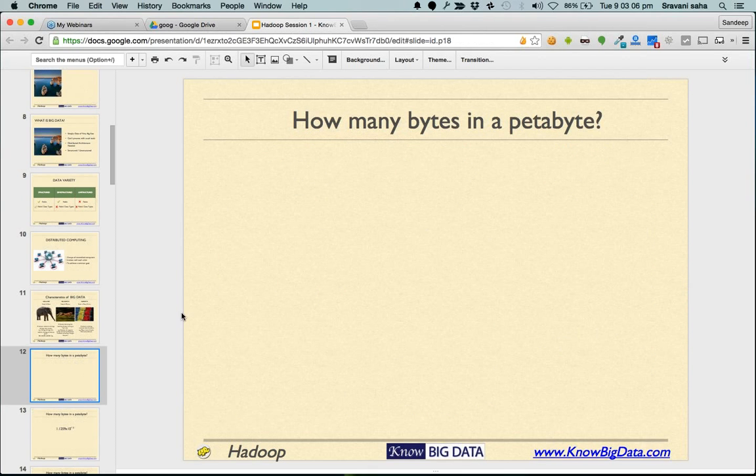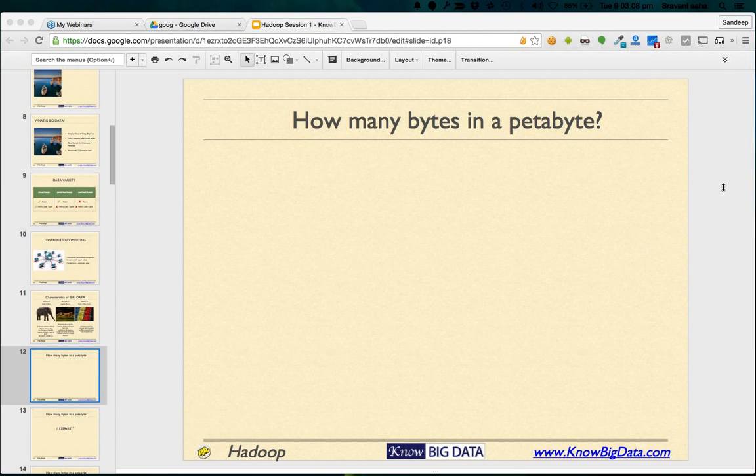All right. Here is another question for all of you. How many bytes are there in a petabyte?